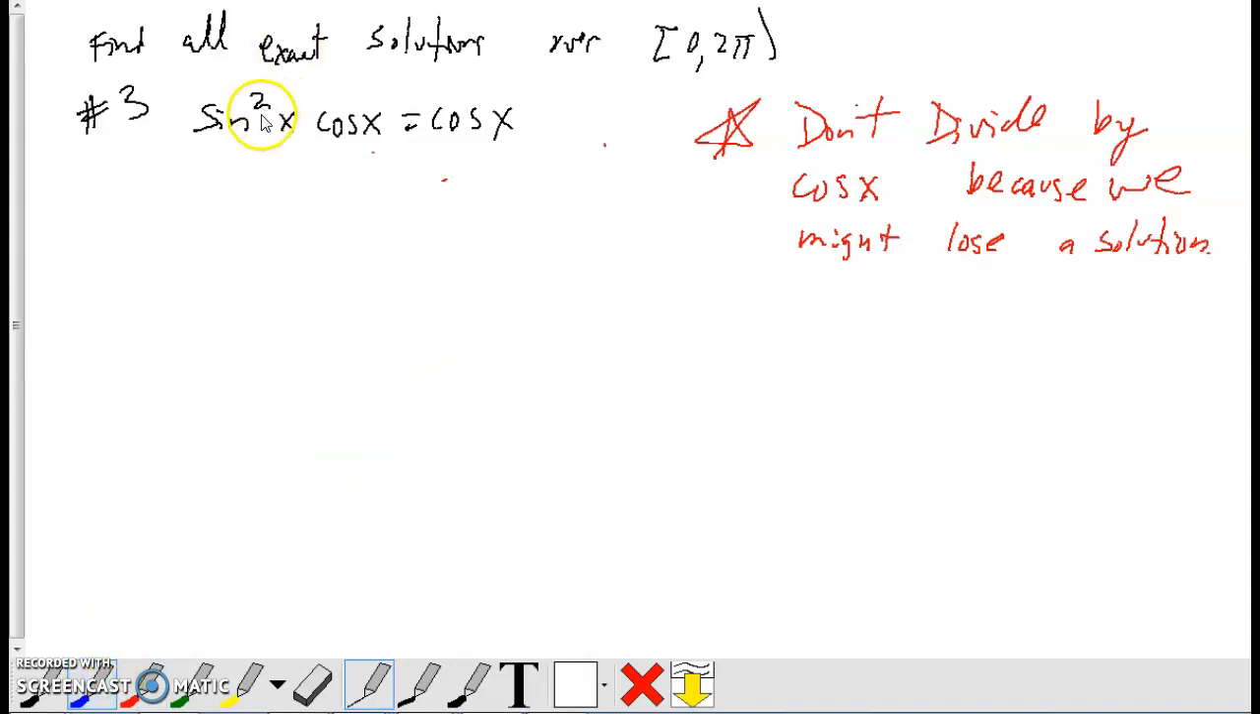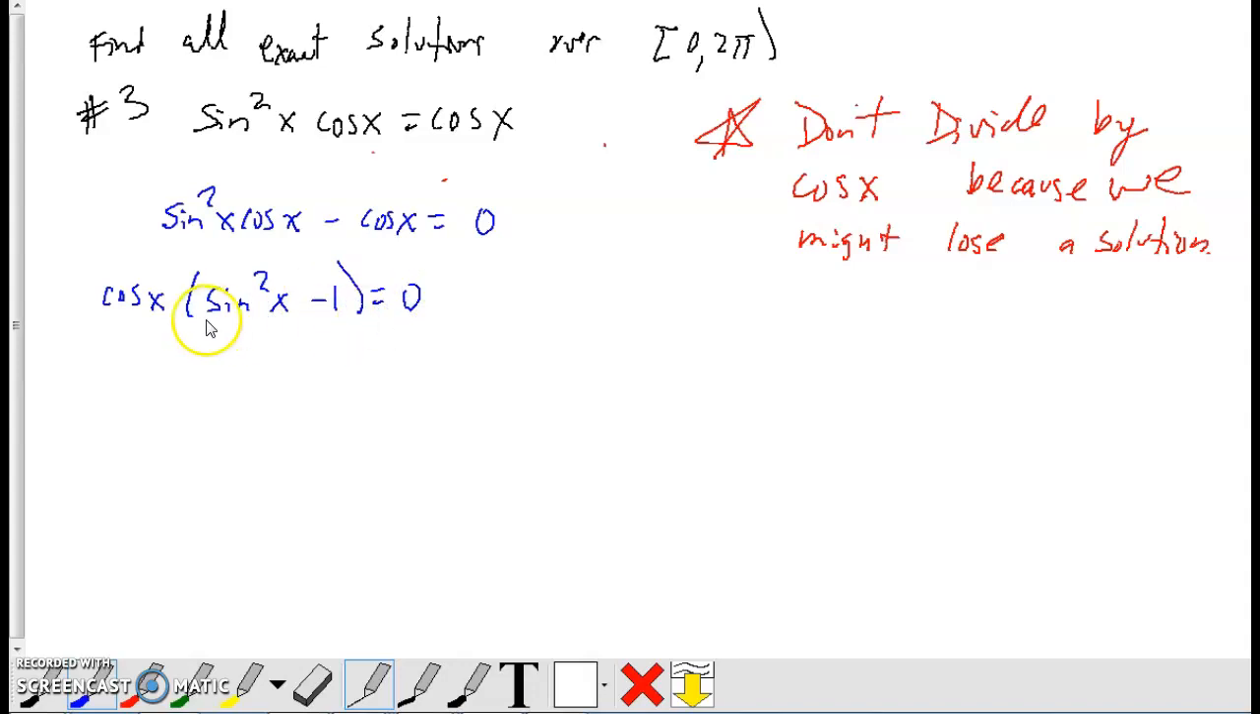I still see squared here, so I'm still going to try to factor. So I'm going to set it equal to 0 and then see what happens. I'm going to subtract it to one side, and now I have cosine of x. I'm going to factor out that cosine of x. So I get sine squared of x minus 1 is equal to 0. It's still factorable. So then I'm going to set cosine of x equal to 0, and I'll set sine squared of x minus 1 equal to 0. Okay, again, I put it into radians. So my two answers for this guy would be pi over 2 and 3 pi over 2.